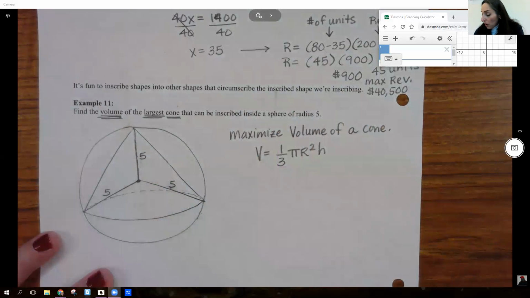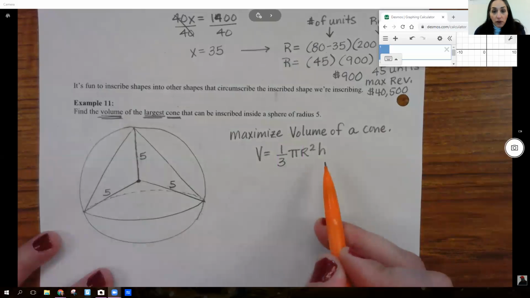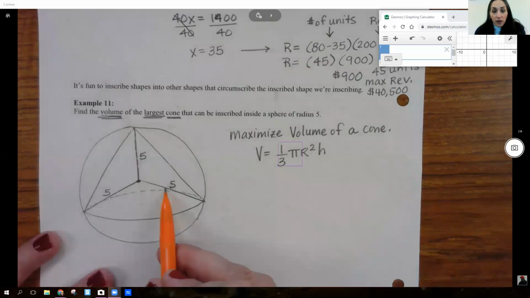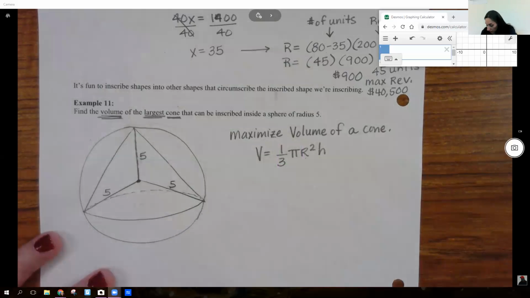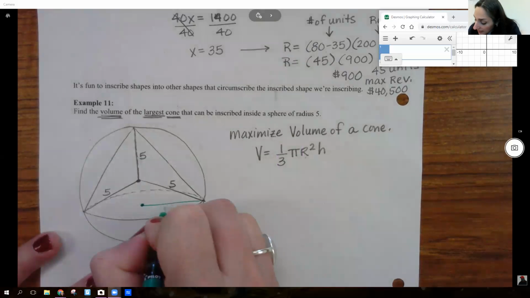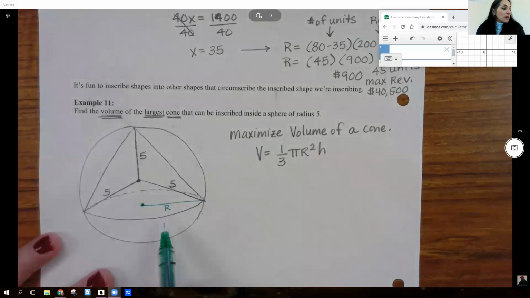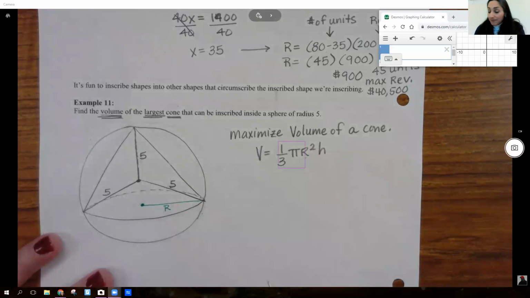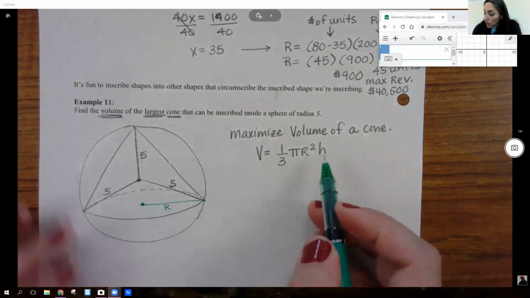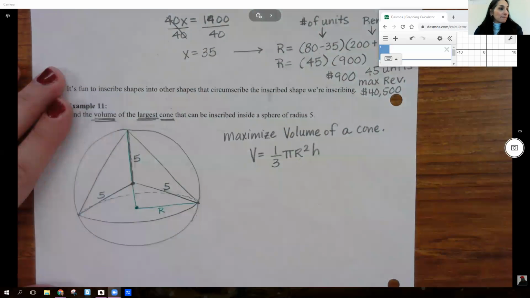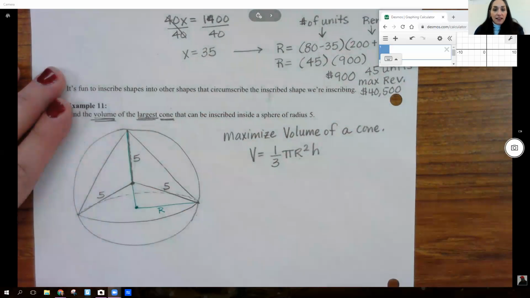Let's think about this. When I'm talking about this formula for the volume of a cone, the radius that I'm talking about is not 5. The radius is actually the radius of the cone. I'll use a different color. This is the radius that we would use to find the volume of the cone. I don't know what that R is, I'm just going to call it R. The height that we would use would be the height of the cone, which is all of this.